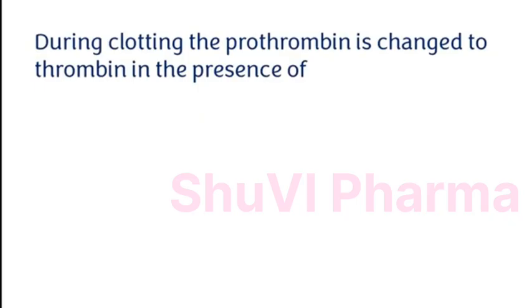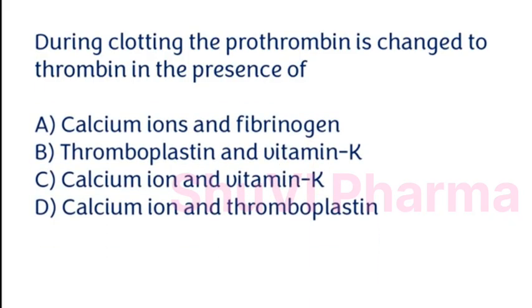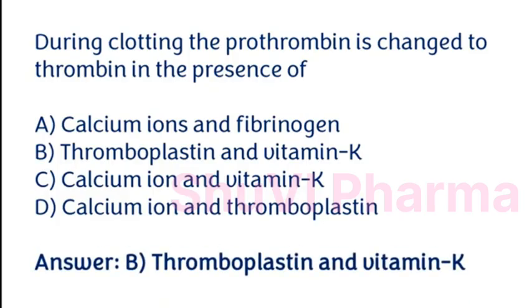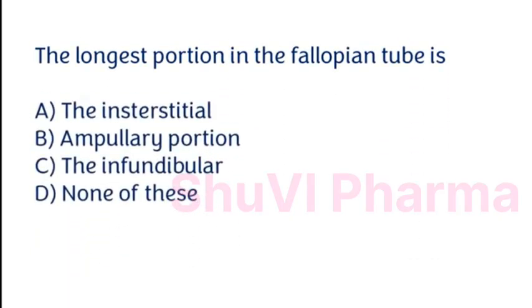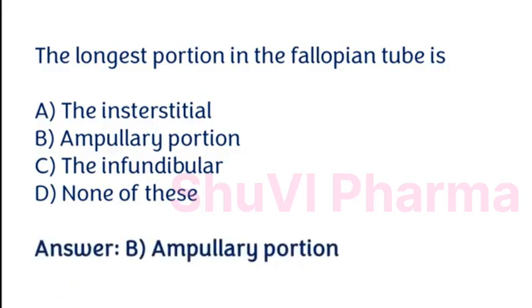During clotting, the prothrombin is changed to thrombin in the presence of calcium ions and fibrinogen, thromboplastin and vitamin K, calcium ion and vitamin K, calcium ion and thromboplastin. The correct answer is option B. During clotting, the prothrombin is changed to thrombin in the presence of thromboplastin and vitamin K. The longest portion in the fallopian tube is the interstitial, ampullary portion, the infundibular, none of these. The correct answer is option B. The longest portion in the fallopian tube is ampullary portion.